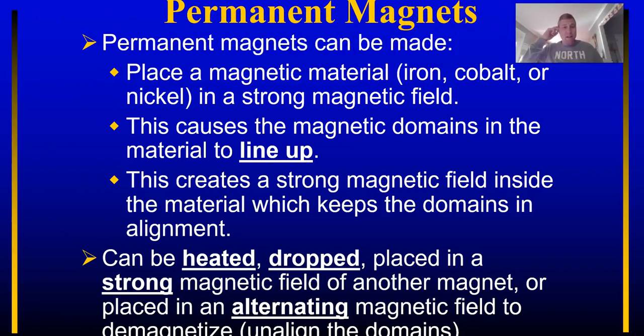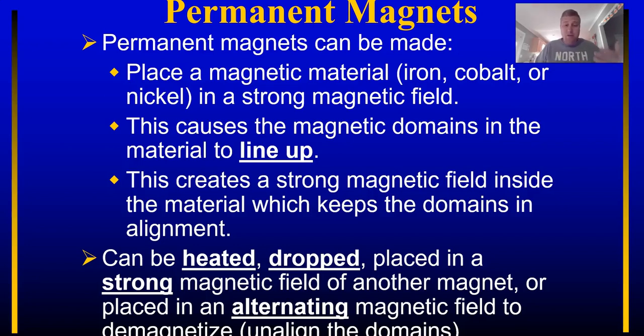Now, permanent magnets can be made from iron, cobalt, or nickel. And in permanent magnets, their magnetic domains automatically line up. All right, and because they line up, remember, all those domains are working together, so it creates a magnetic field around that magnet, and it keeps that magnetic field intact even when it's not being used.